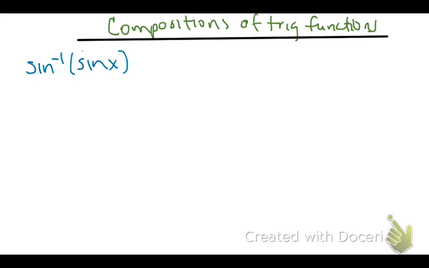Okay, the first composition we're going to do is the inverse sine of sine x. If those are true inverses of each other, remember everything cancels out and we would be left with the x. Now, remember your order of operations. If you have something in parentheses, it is done first. So in this case, our sine x takes priority.